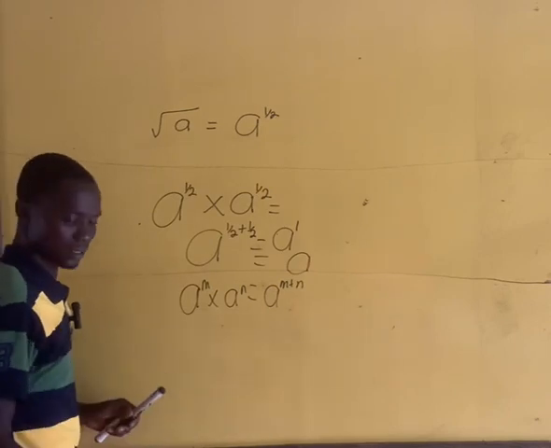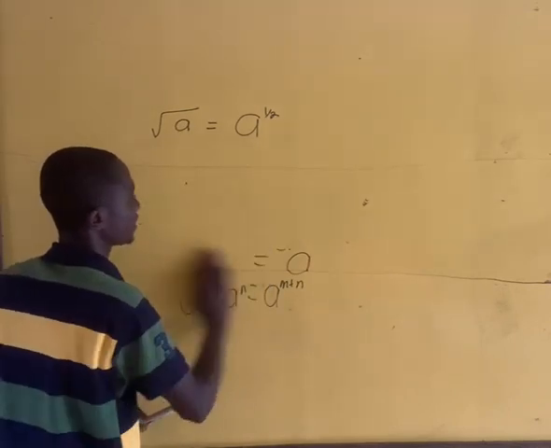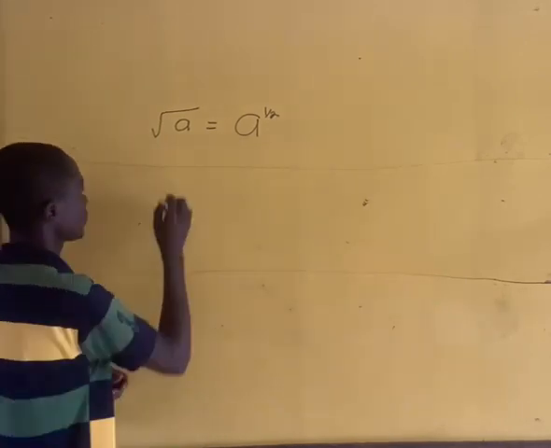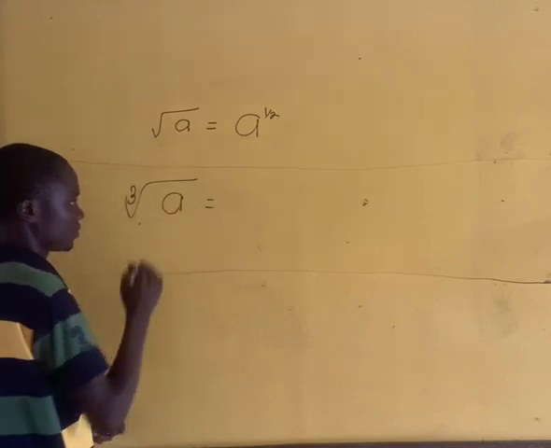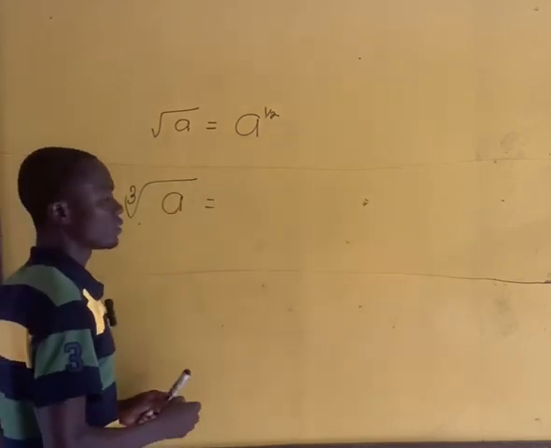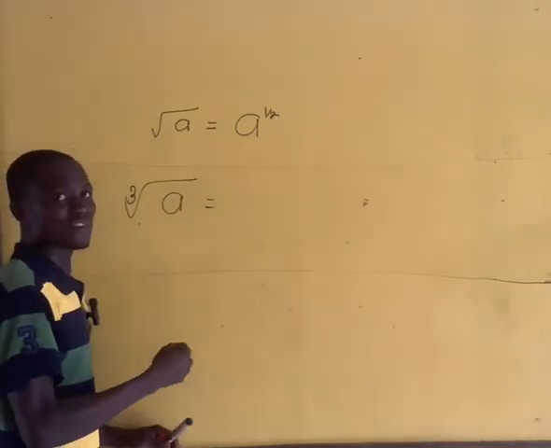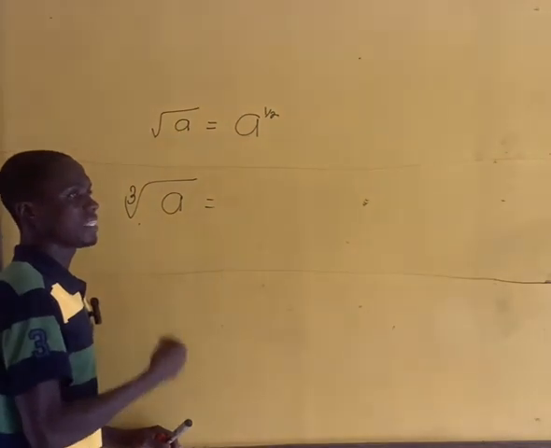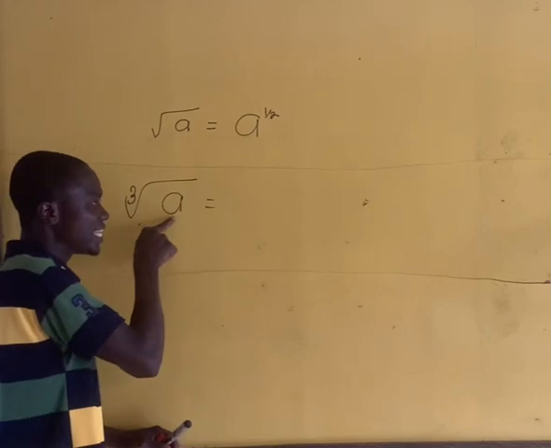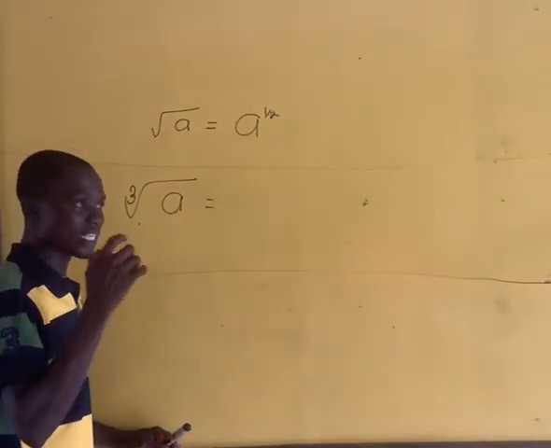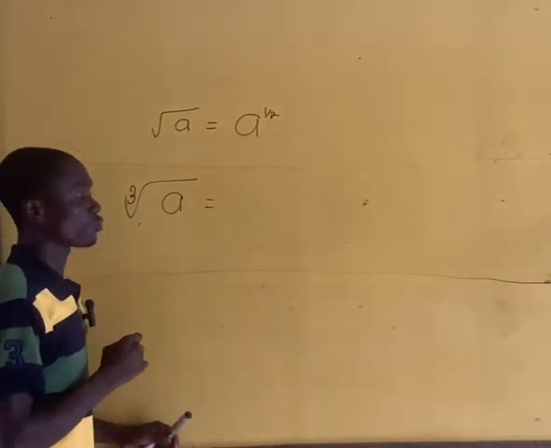What about writing this? The cube root of A. This means that what number or what variable will multiply itself 3 times to give me A? So let's see how we do that one.